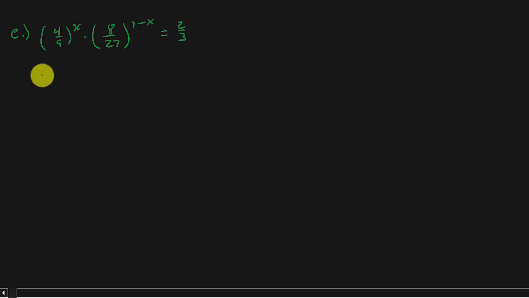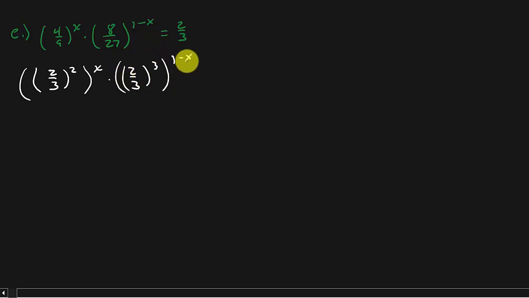Well, let's see. 9/4, that's what? That's 2/3 squared, right? But then that's still raised to the x power. I just wrote the 4/9 as 2/3 squared, and then that's raised to the x, times, and then I've got what? 2/3 cubed, but then that's still raised to the 1 minus x. See that? And that equals 2/3.